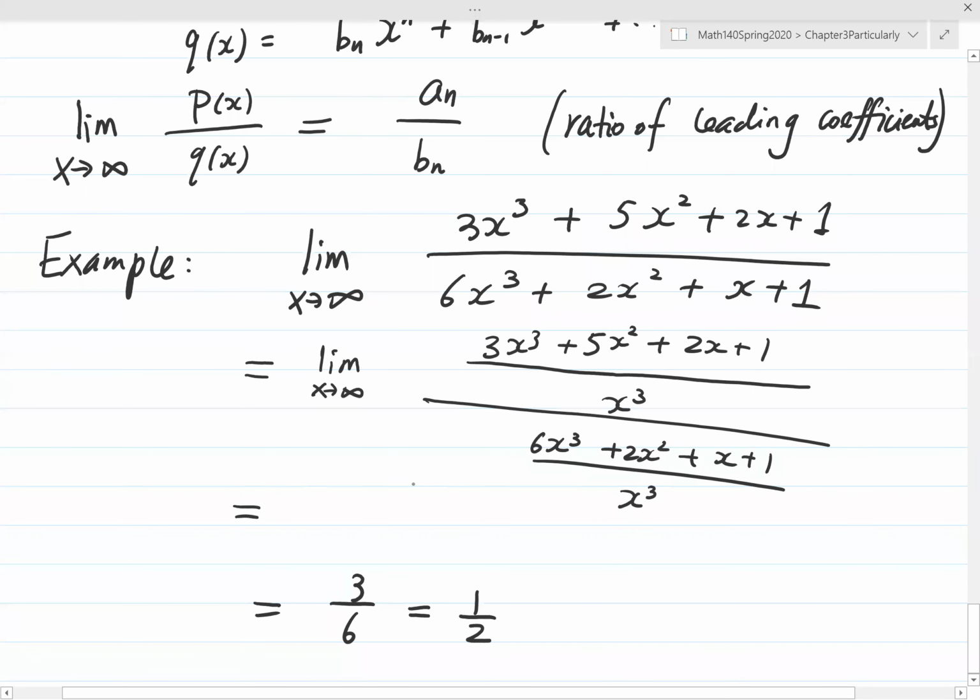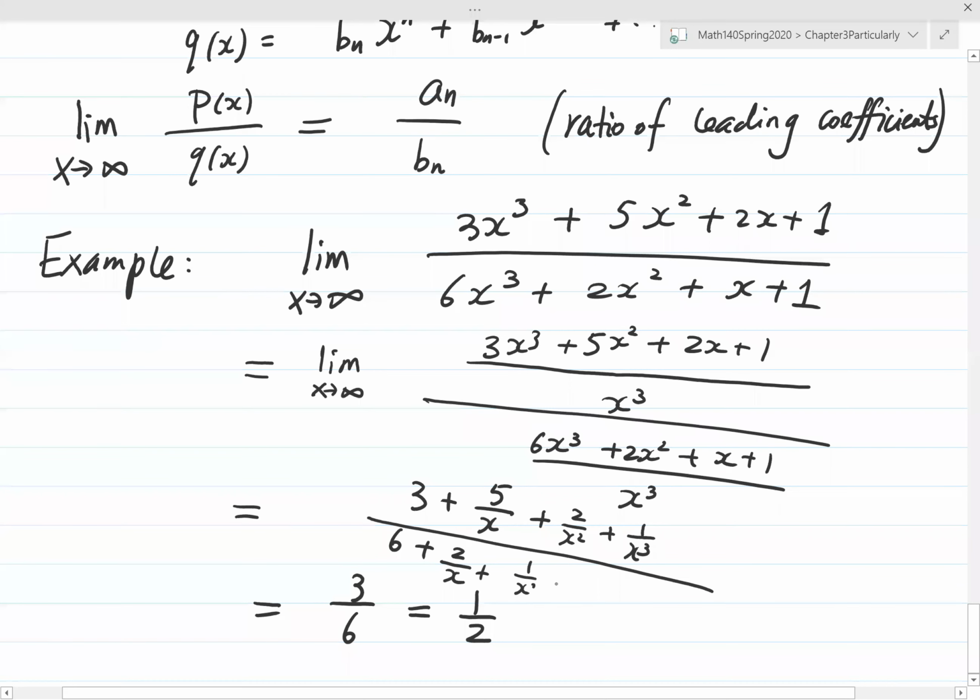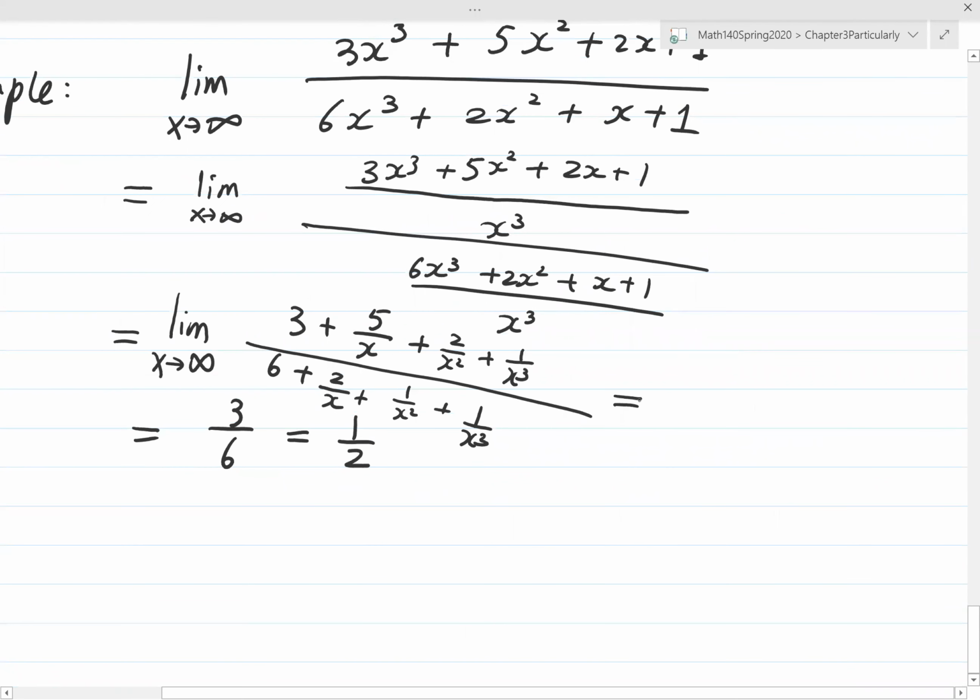Now the numerator will be 3 plus 5/x plus 2/x squared plus 1/x cubed, over 6 plus 2/x plus 1/x squared plus 1/x cubed. The coefficients of the lower degree terms, when we divide by the highest degree, have some factor of x in the denominator while the numerator has no factor of x. The numerator is finite and the denominator can be absolutely large, so as x approaches infinity, these terms all approach 0.